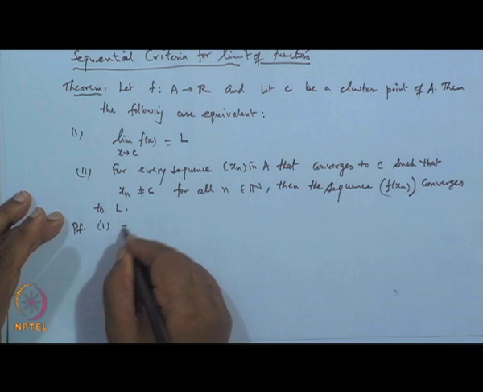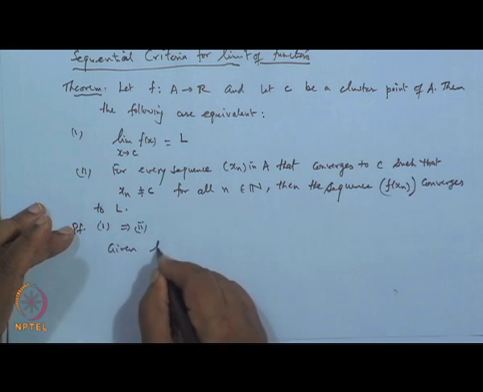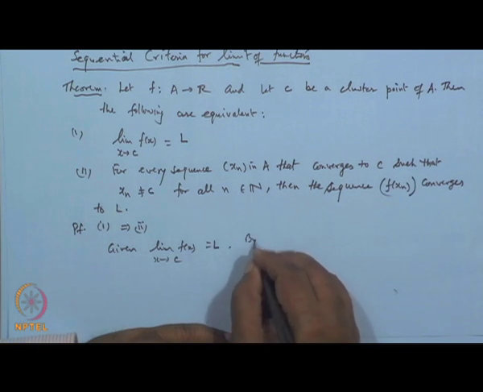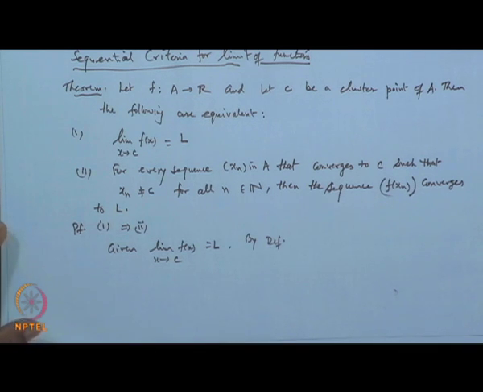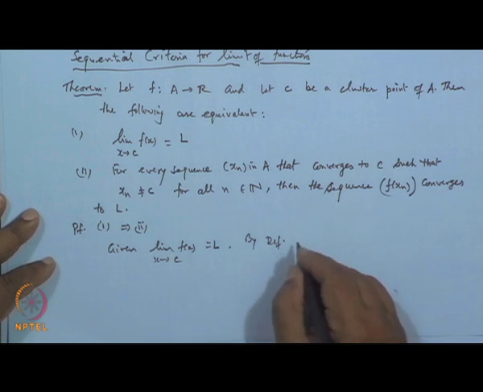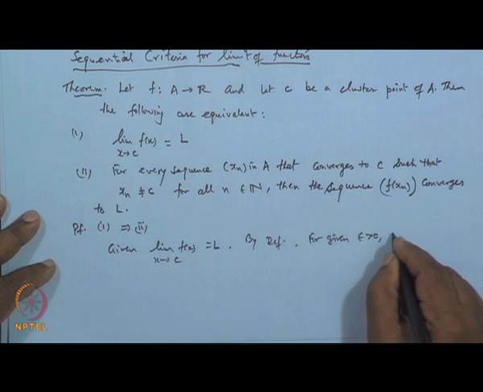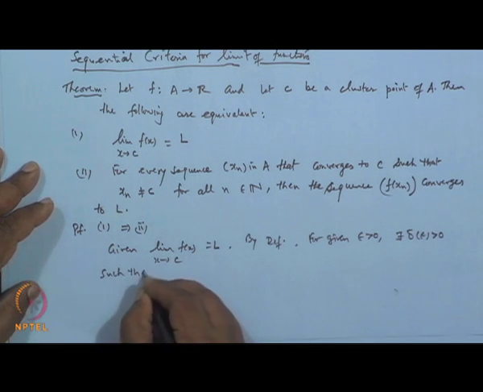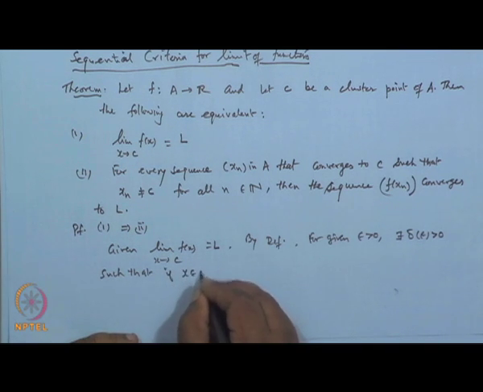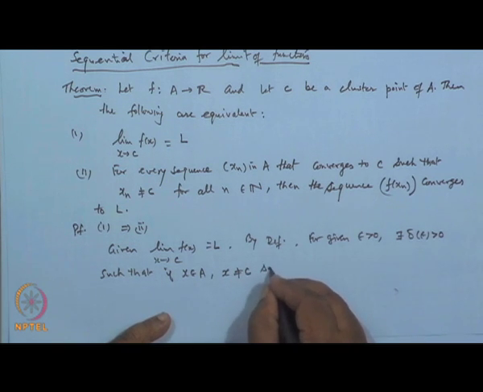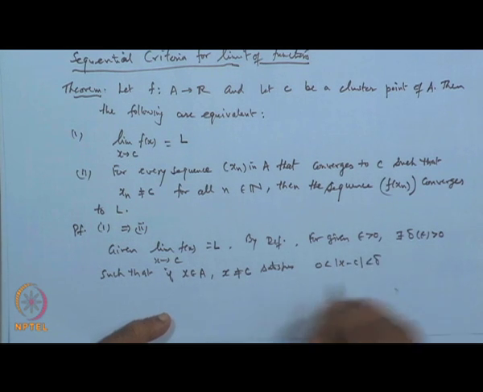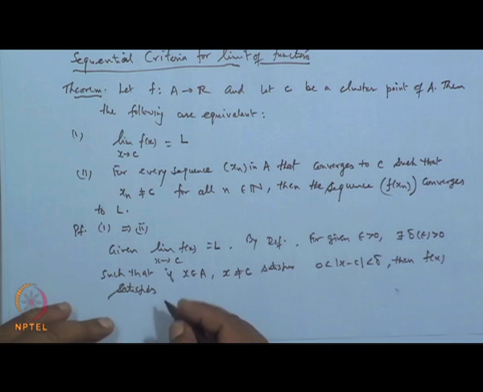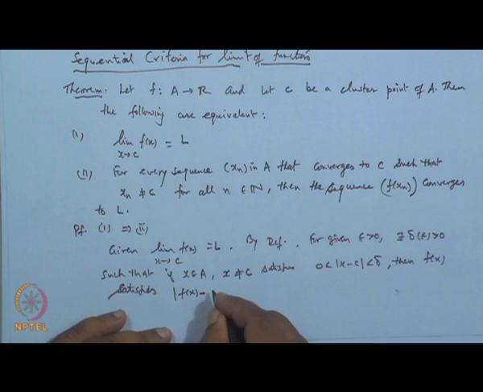So, first we will show 1 implies 2. Given the limit exists, the limit of f x when x tends to C is L. So, by definition, for a given epsilon greater than 0 there exists a delta, which depends on epsilon and is positive, such that for all x, if x belongs to A, x is not equal to C and satisfies 0 less than mod x minus C less than delta, then f x satisfies the condition mod f x minus L is less than epsilon.